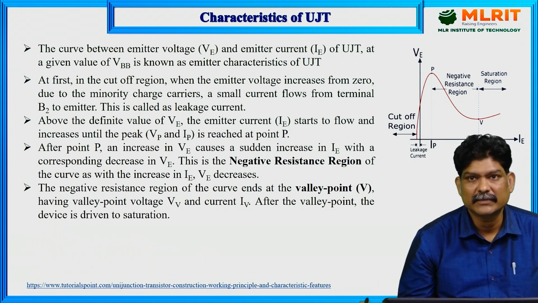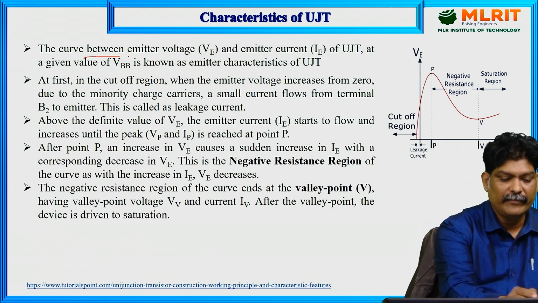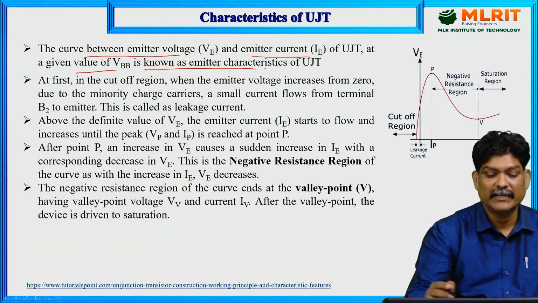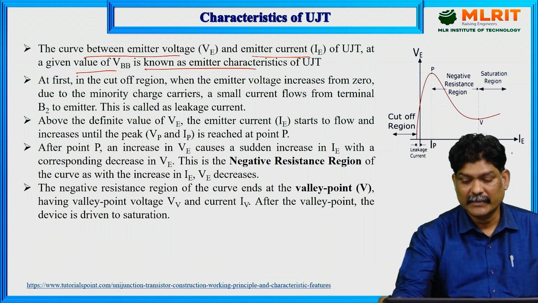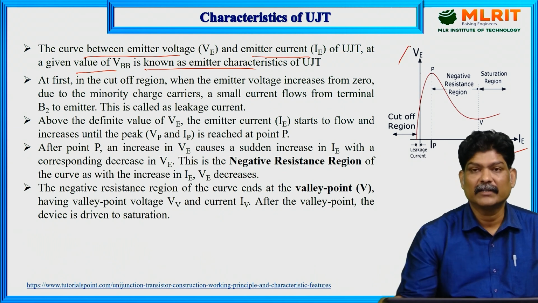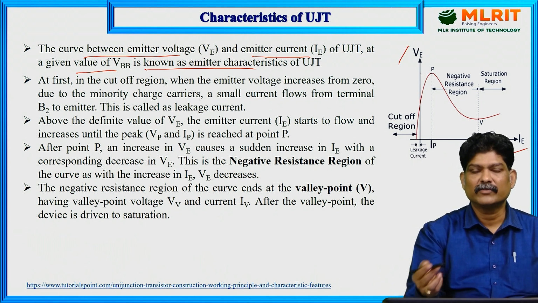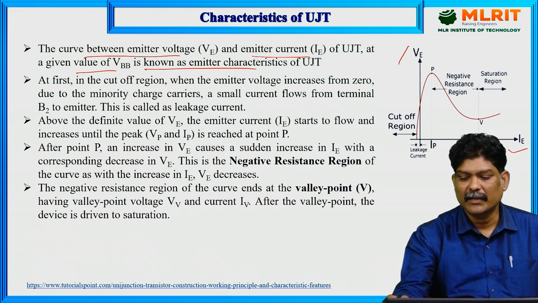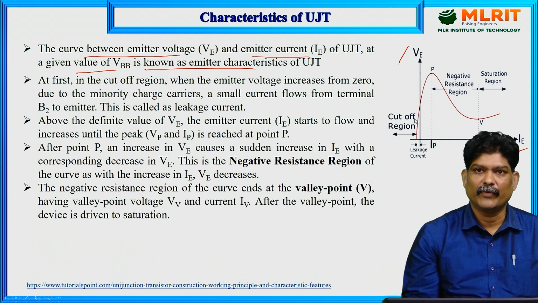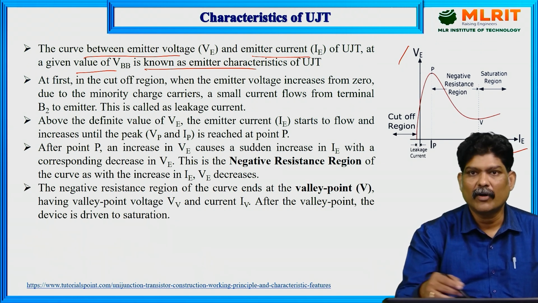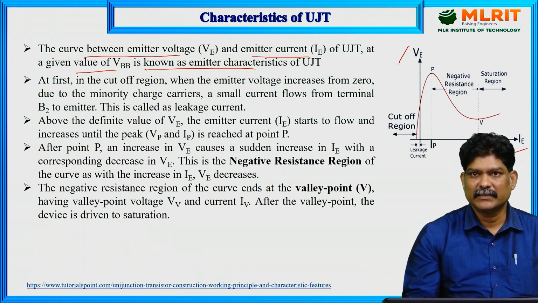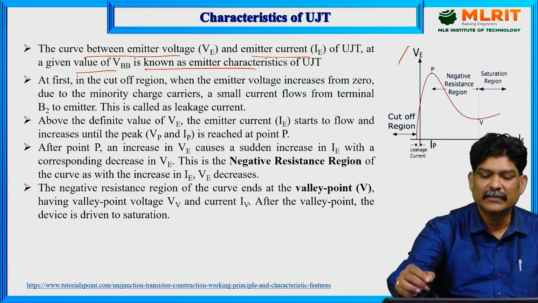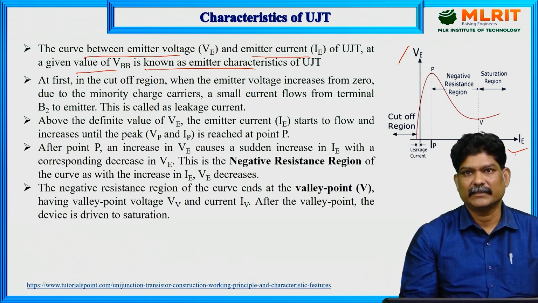Coming to the characteristics of the UJT. The curve between emitter voltage and emitter current of the UJT at a given value of VBB is known as the emitter characteristics of the UJT. On the x-axis we take IE, on the y-axis VE. In normal VI characteristics of diodes, we take voltage on the x-axis and current on the y-axis. In contrast, in UJT characteristics we take emitter current on the x-axis and emitter voltage on the y-axis.